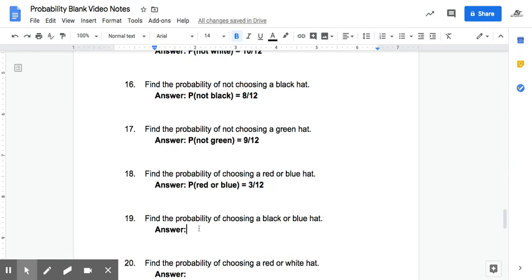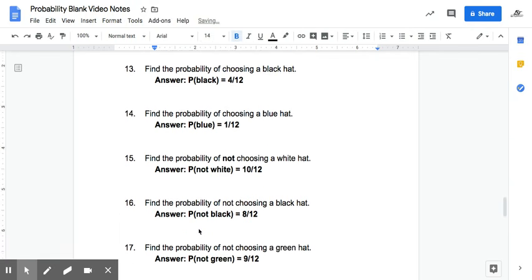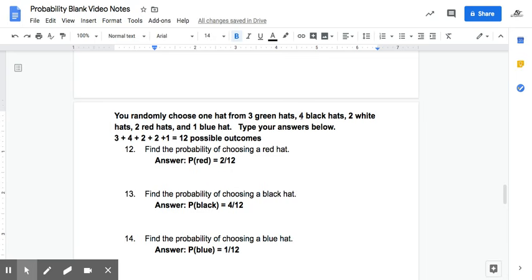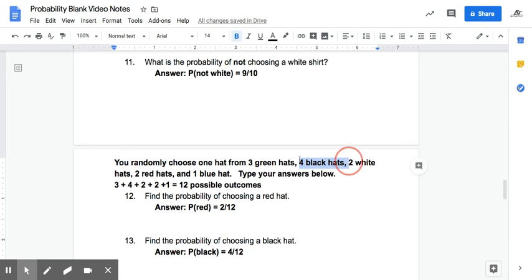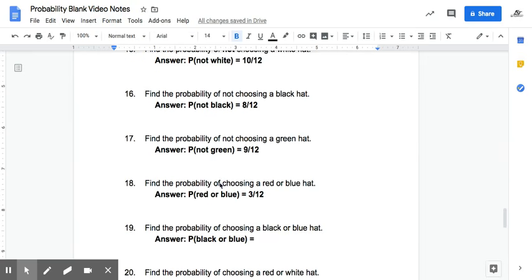Okay, number 19 says find the probability of choosing a black or a blue hat. Okay, so again, I see that word or, so I know I'm going to be adding however many black hats I have and what was it, blue? Yeah, blue. So I have 4 black and 1 blue. So 4 plus 1 is 5. So I can choose from 5 hats. My denominator remains the same at 12.